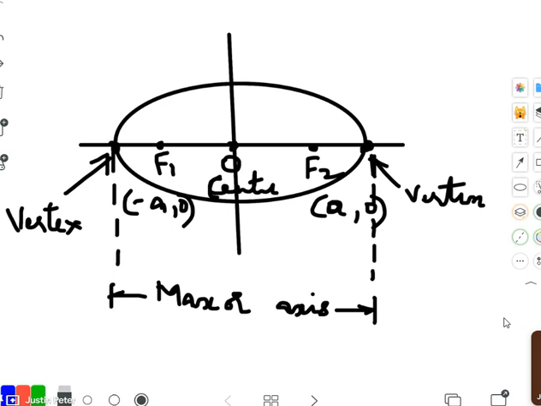The distance of the line segment which is passing through the center and touches the vertices is your major axis. Whereas the line which is perpendicular to the major axis and passes through the center is known as your minor axis.